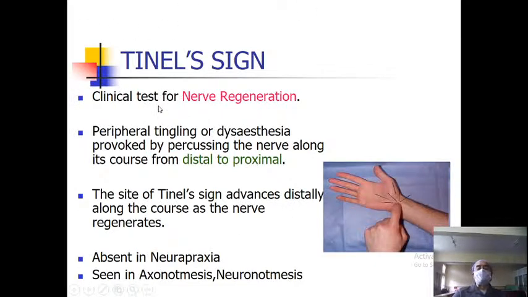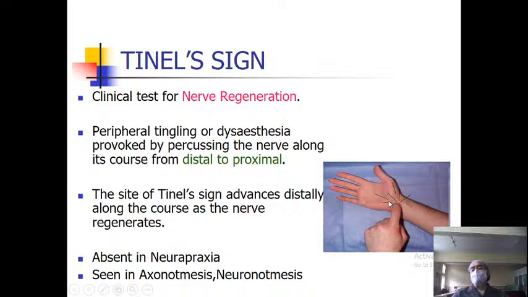So coming to the Tinel sign, this is a sign seen in nerve regeneration. When you are tapping a nerve at the site of regeneration, then you will find some dysesthesia. There's a funny feeling. You can't just describe it, but once you feel it, then you will never forget it in your life. So this is provoked by percussion. See, you know that this particular nerve is injured.